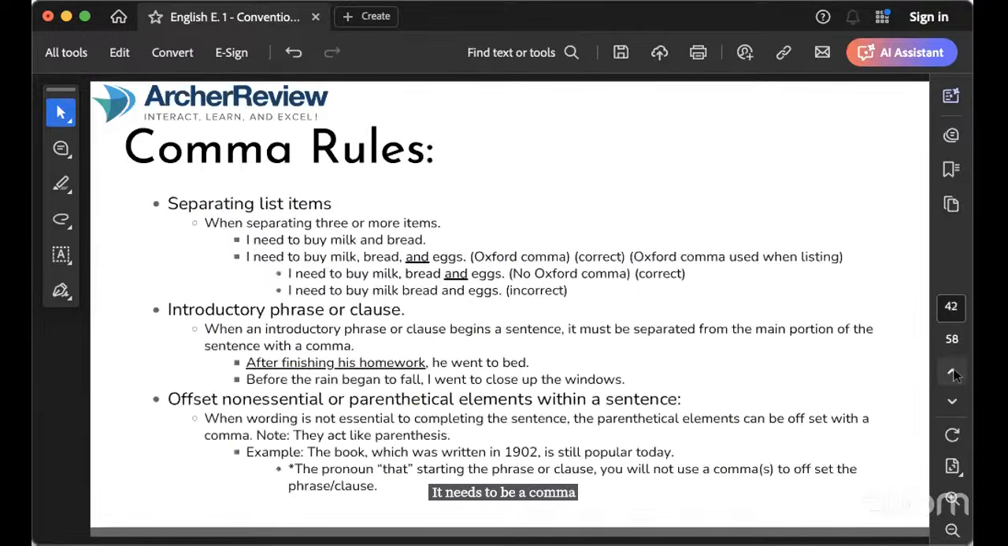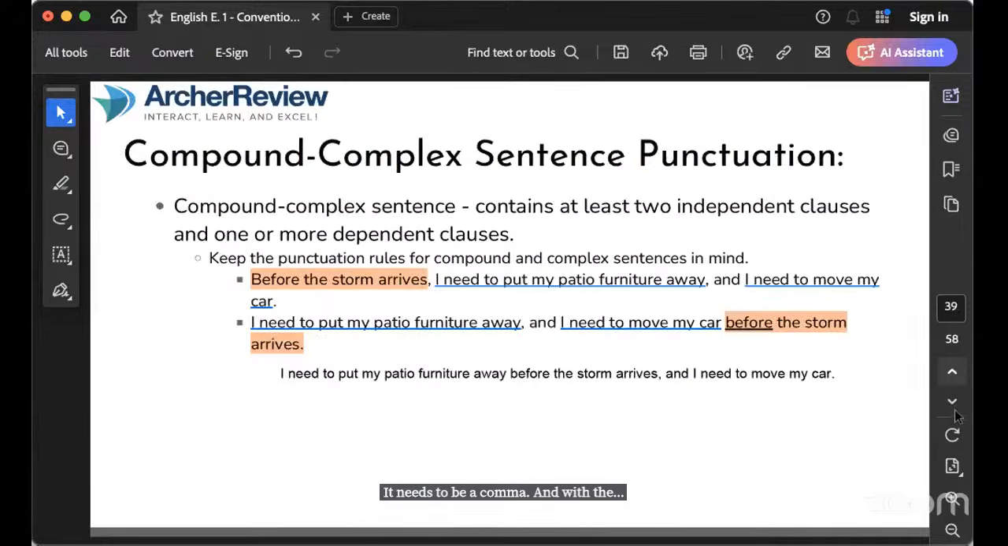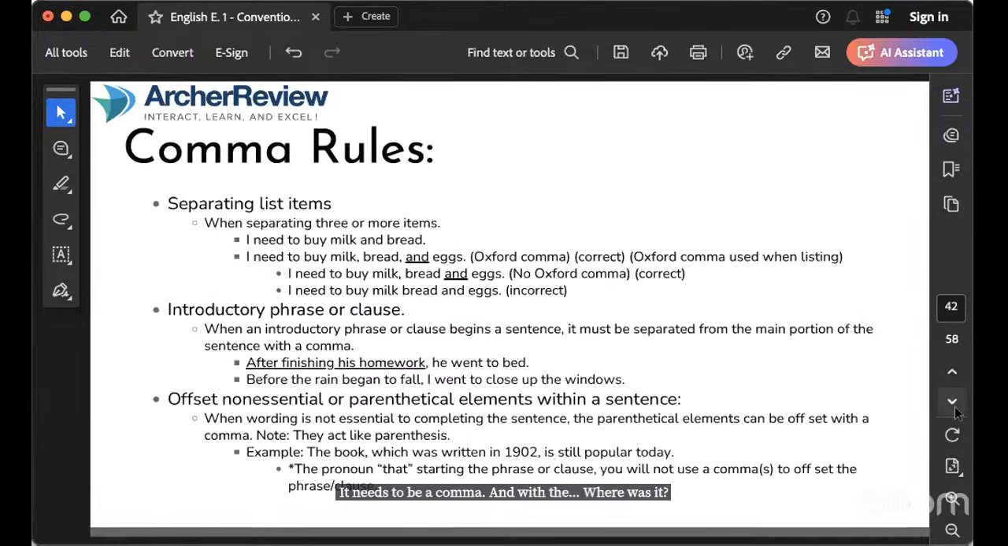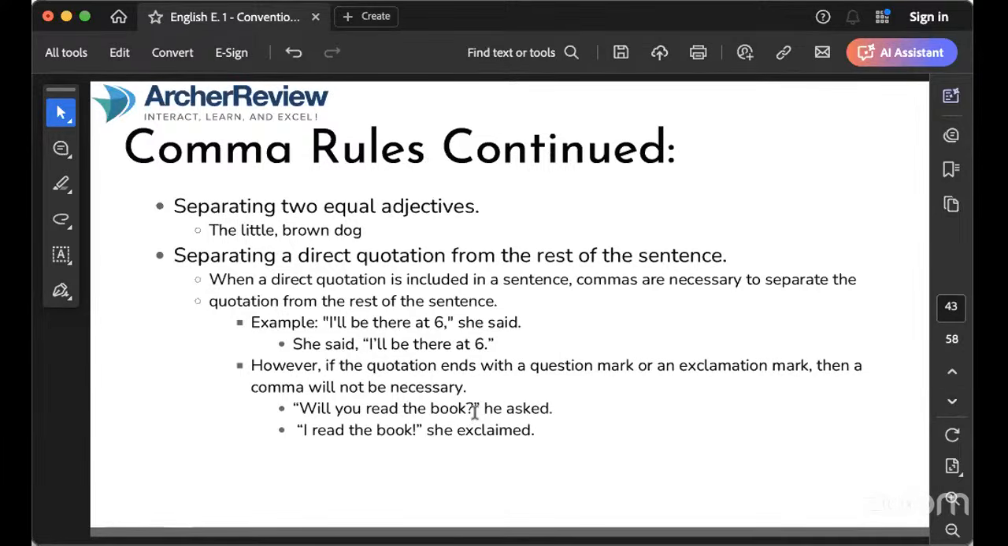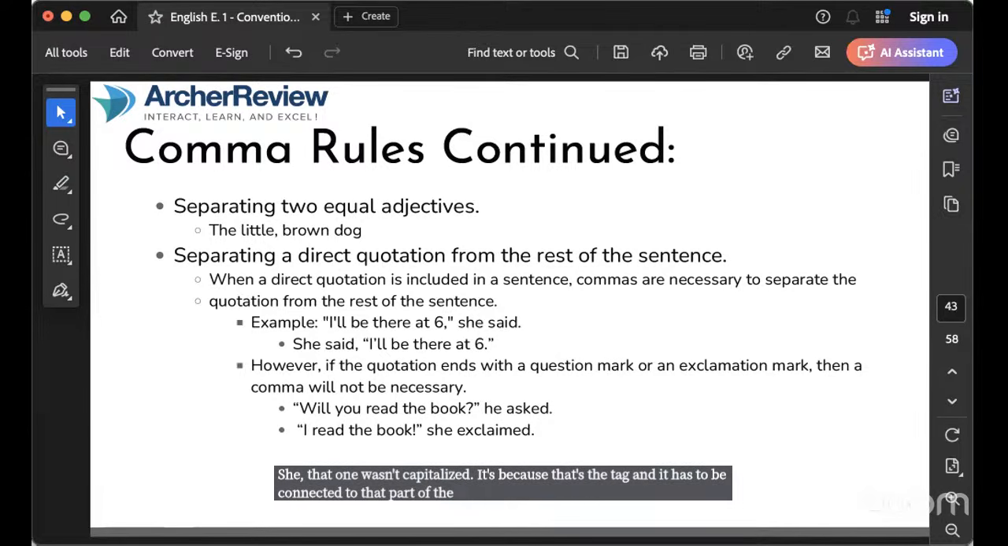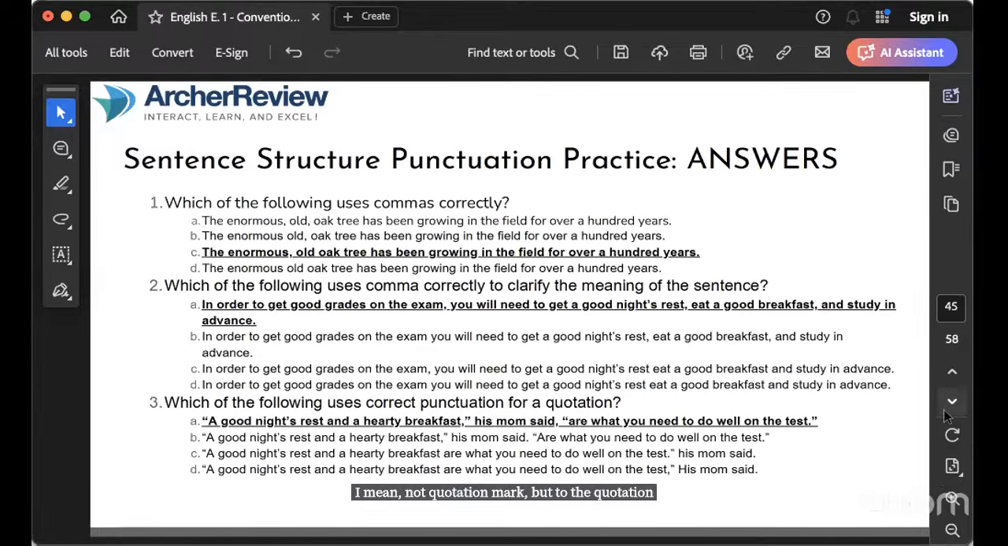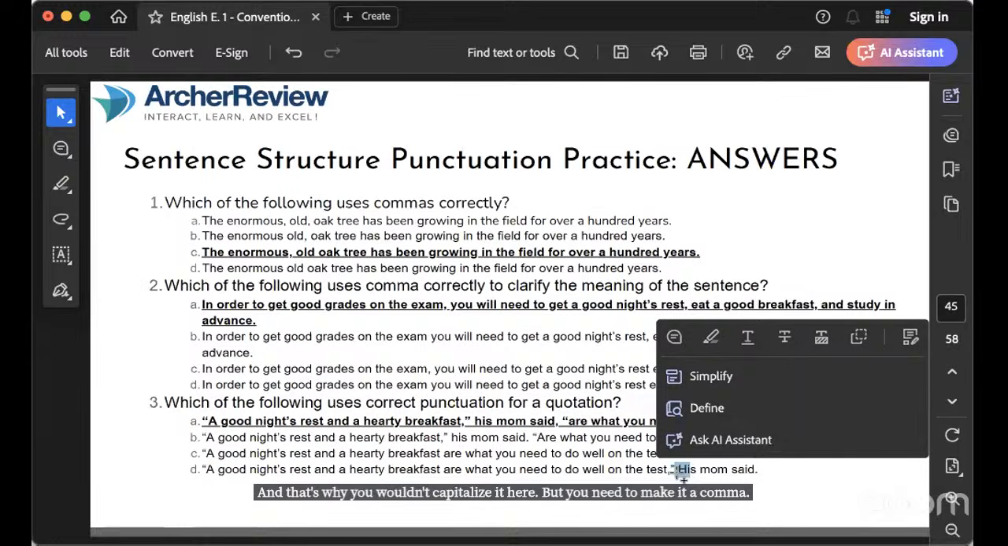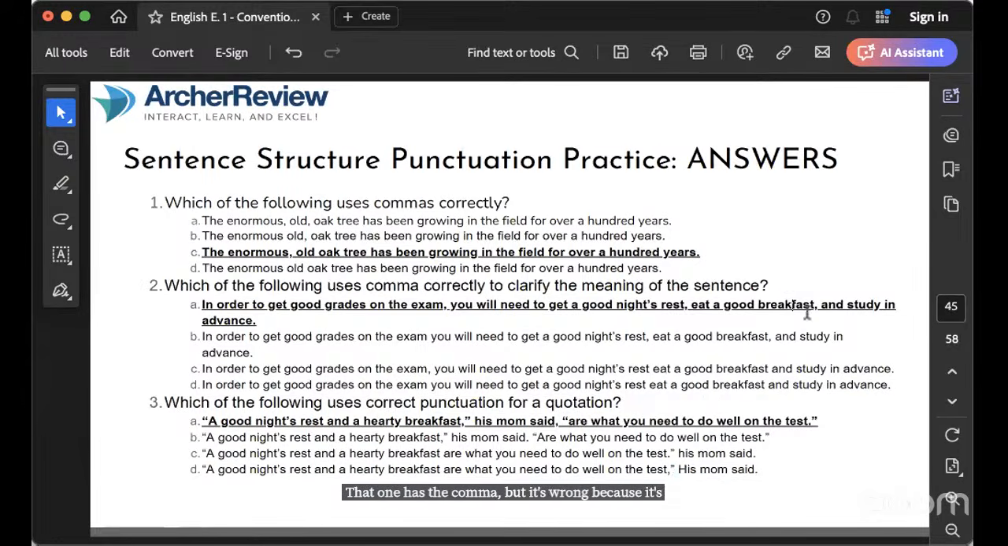And with the, where was it? Right there. With the question mark, notice how that one wasn't capitalized. That one wasn't capitalized. It's because that's the tag and it has to be connected to that part of the quotation itself. So that's why you don't capitalize it. And that's why you wouldn't capitalize it here, but you need to make it a comma. That one has the comma, but it's wrong because it's got the capital H.